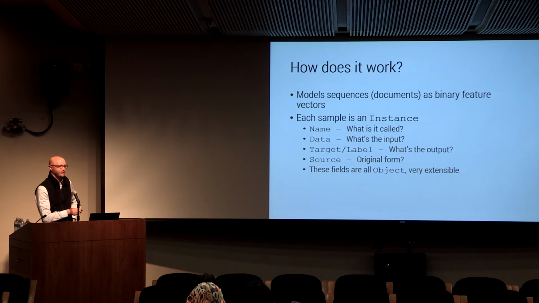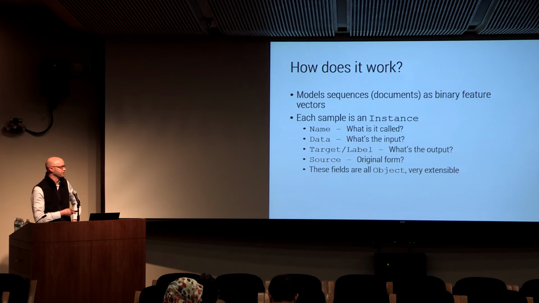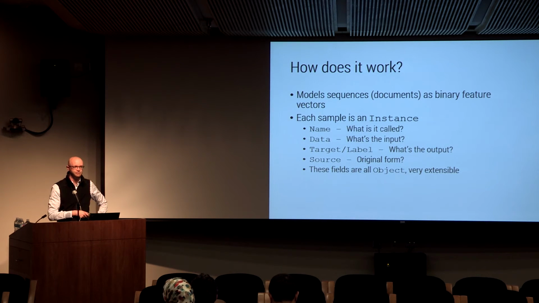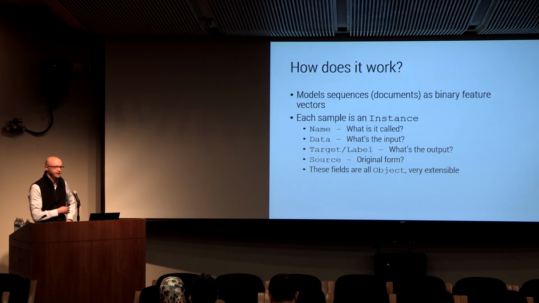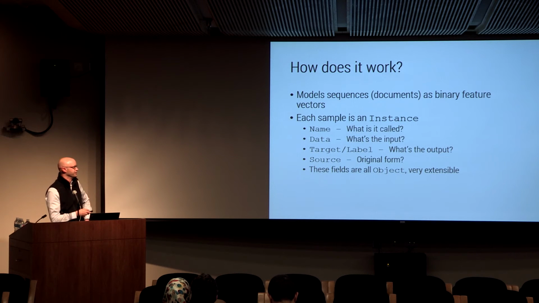It has a target or a label. In topic modeling we don't often have these, but there are supervised topic models. It has a source, because you're going to do a lot of transformations on your input data. You might do some rescaling or some normalization. All these fields are defined as objects, so if you know anything about Java, that should tell you it's a very general framework to work with. We don't assume any integer types or double types on any of these fields.